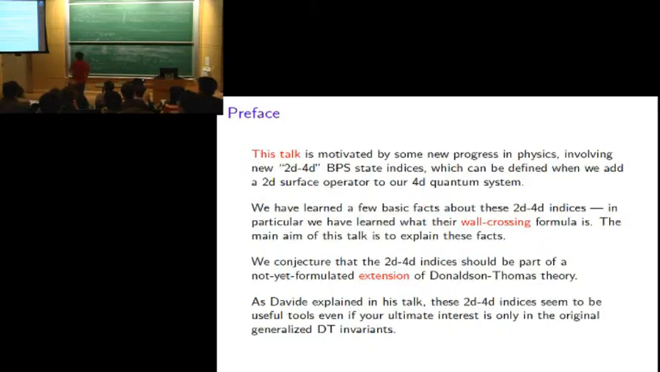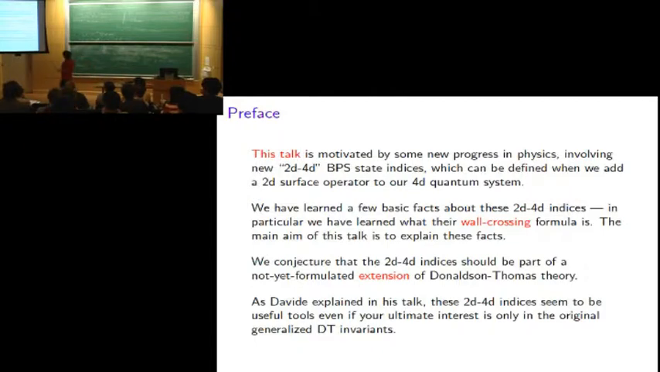So this particular talk is motivated by some new progress in physics involving some new BPS state indices, which we call the 2D, 4D BPS state indices. And these things are not just defined in the context of a 4-dimensional quantum system. They're defined within a 4-dimensional quantum system to which you add a new 2-dimensional surface operator, so a new kind of data.